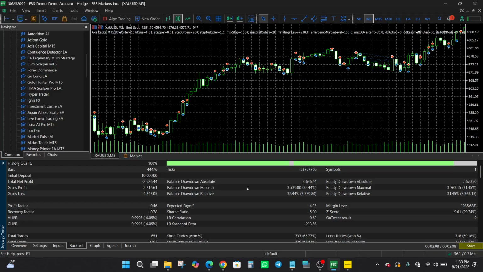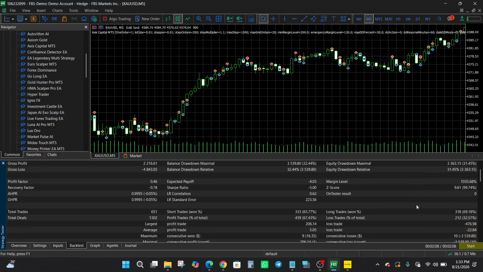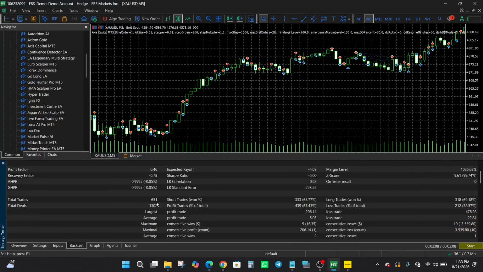Here I can see that the balance drawdown maximal was 32.44%, which is high. Equity drawdown maximal 31.45%, which is high. Total trades taken were 651, out of which 439 were profitable, giving us a 67.43% win rate. So the win rate is actually good. But when you look at the average profit, $5.05, and average loss, $22.84, this tells me that the average risk to reward ratio is very bad.